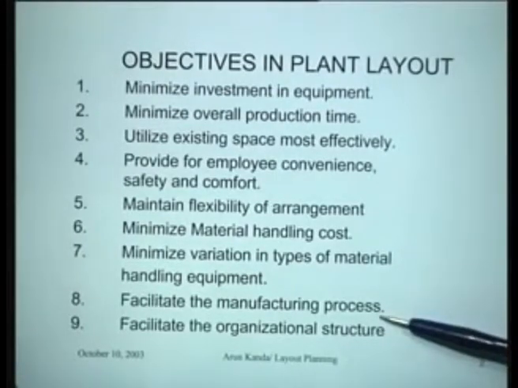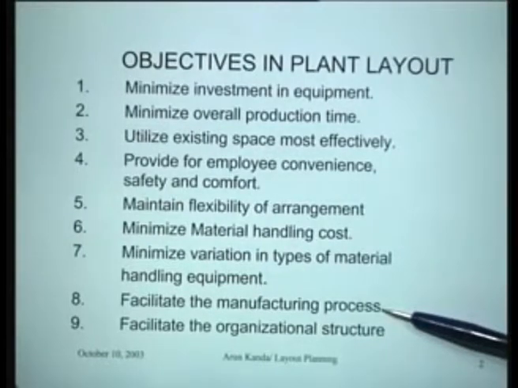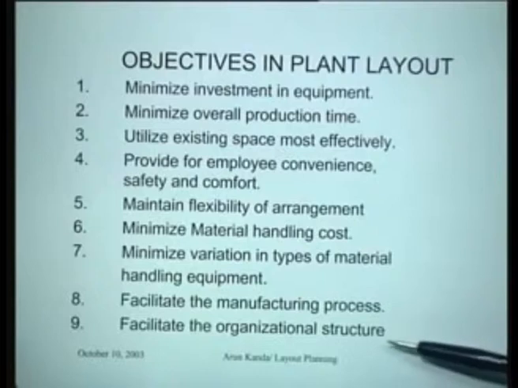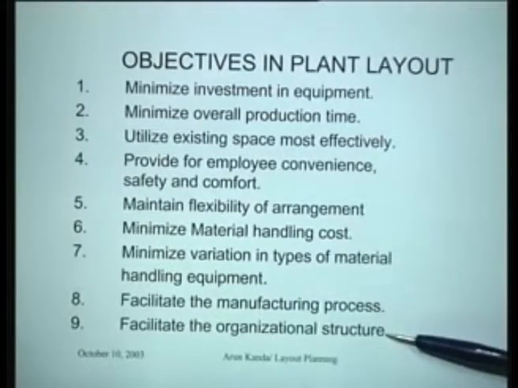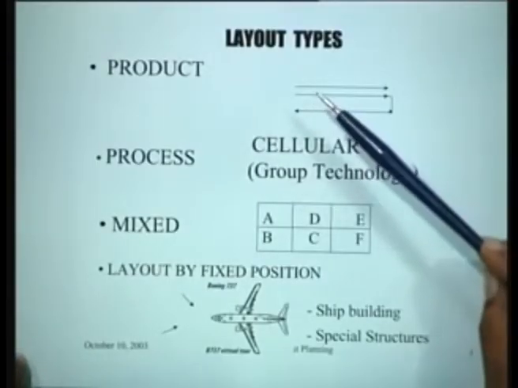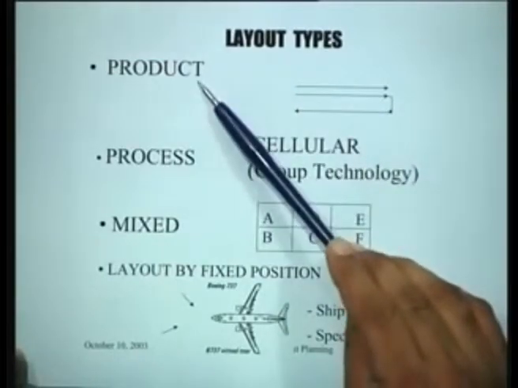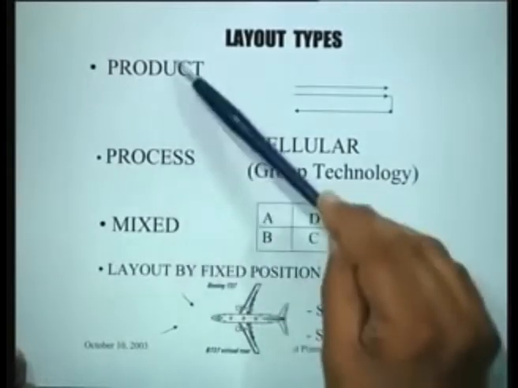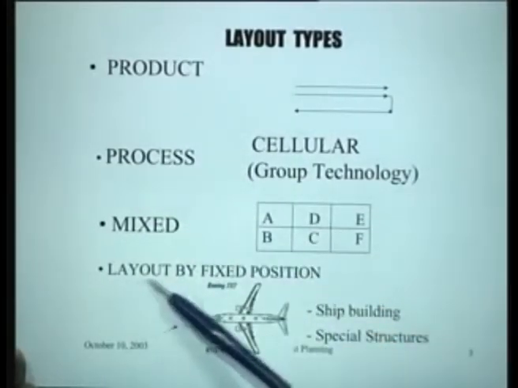Generally, the plant layout would facilitate the manufacturing process, and it would also facilitate the organizational structure, because what would happen is that you are trying to place different kinds of equipment and trying to segregate different types of operations, and therefore it will tend to facilitate the organizational structure as well. Let us have a brief idea about different types of layout. Broadly speaking, we can talk about a product layout, a process layout, or a mixture of these two, which is called a mixed layout, or a layout by fixed position.